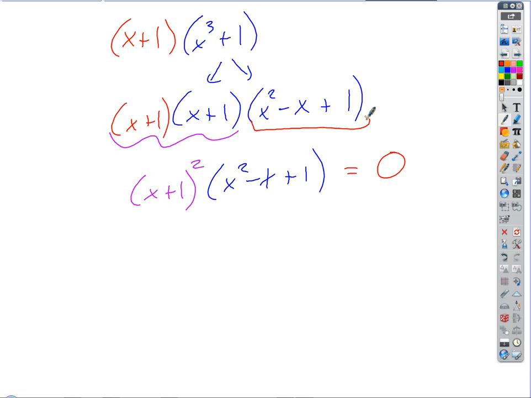One real solution. Where did you get the x squared minus x plus 1? From this pattern. We just used the pattern a cubed plus b cubed equals a plus b times a squared minus ab plus b squared. Okay? Does that make sense?